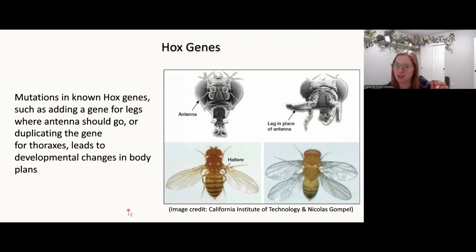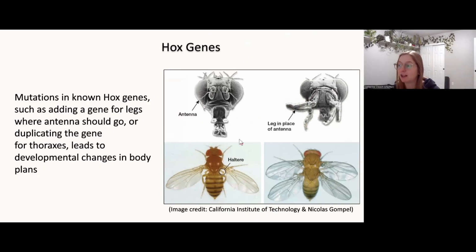Now we can also mutate Hox genes. If we take a Hox gene and we know that it is used for the creation of a leg, and we put it somewhere where it shouldn't go, like where this antenna is, your critter will develop a leg in the area where it used to have an antenna. And so we've done these experiments on fruit flies and bees and flies, and we can create little monsters like this by cutting the leg gene, the Hox gene, and putting it in the antenna region.